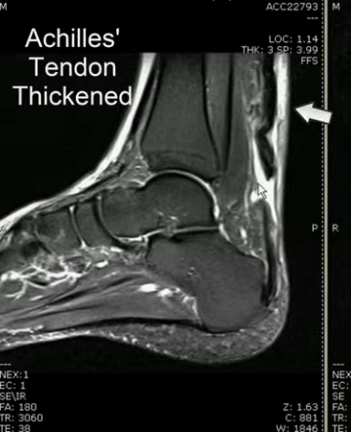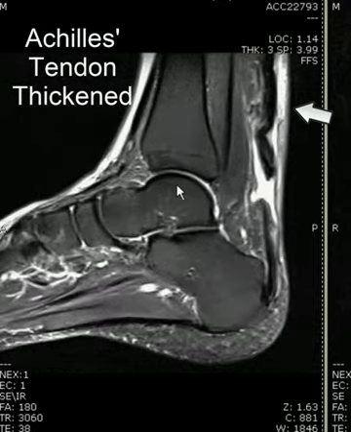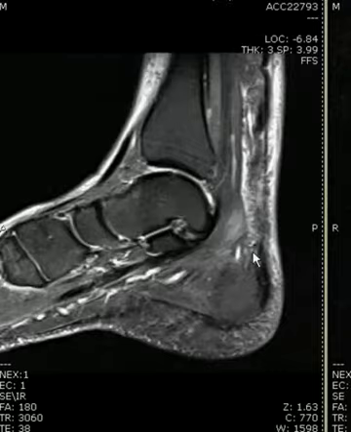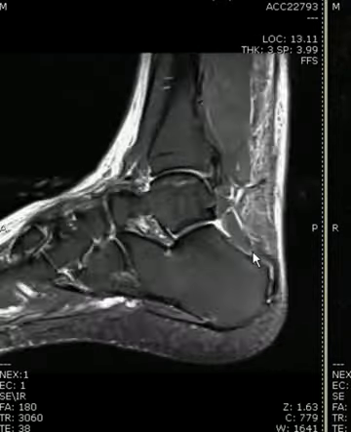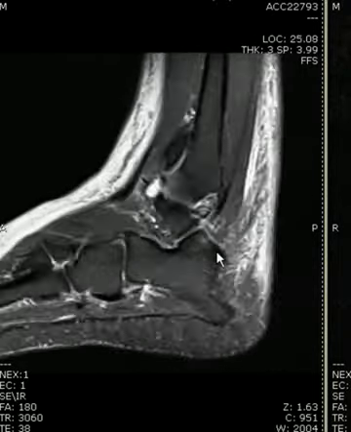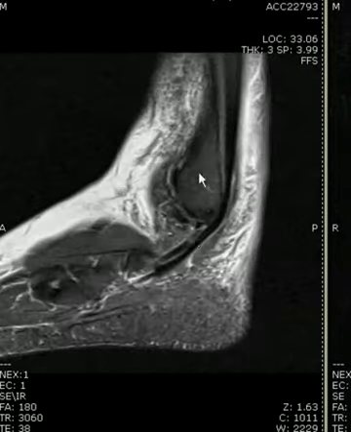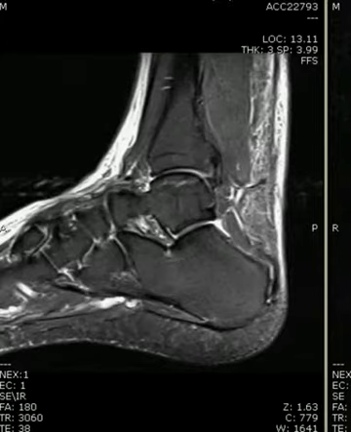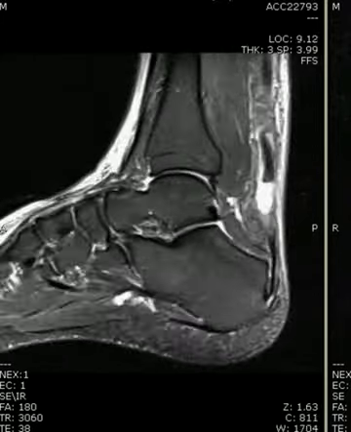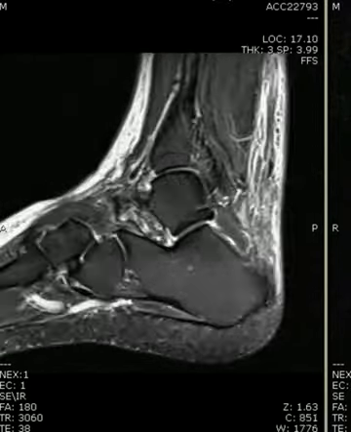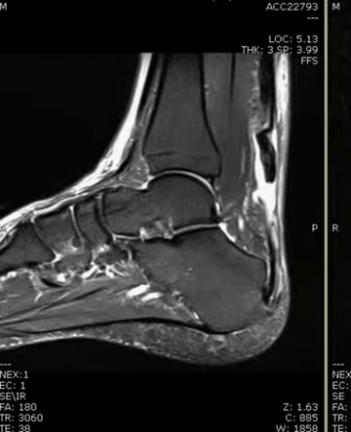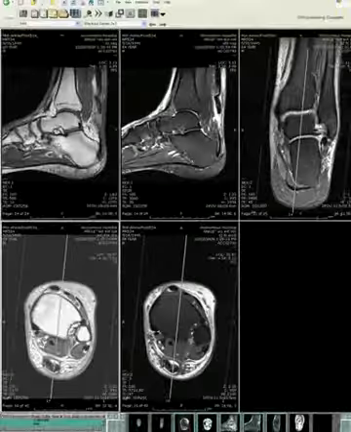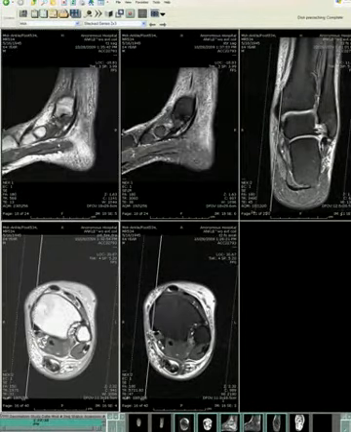Notice that the remainder of the Achilles is thickened with intermediate signal representing chronic tendinopathy. As we move more laterally, we can see the posterior subtalar joint, we can see the fibula and the peroneal tendons laterally as well. The area of the sinus tarsi is filled with normal fat, with the intervening bifurcated ligaments and cervical ligaments as well. The anterior process of the calcaneus appears normal.